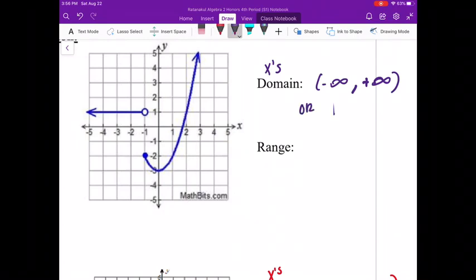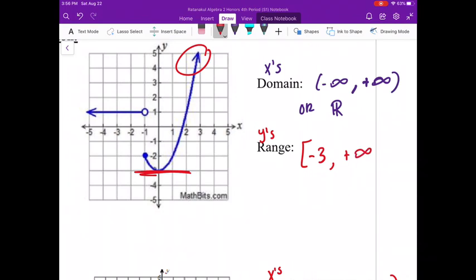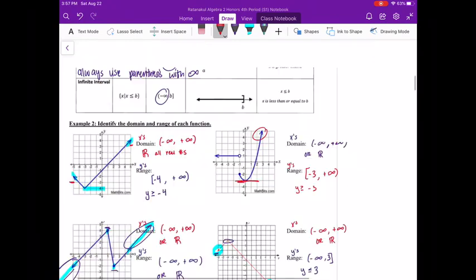Remember, you can also write this as all real numbers. Range, we're going to look at the y's. So we're looking at the graph up and down. We notice that the lowest value of my graph is at -3, and the graph is continuing up. So that's going to go to positive infinity. We can write this as y is greater than or equal to -3.